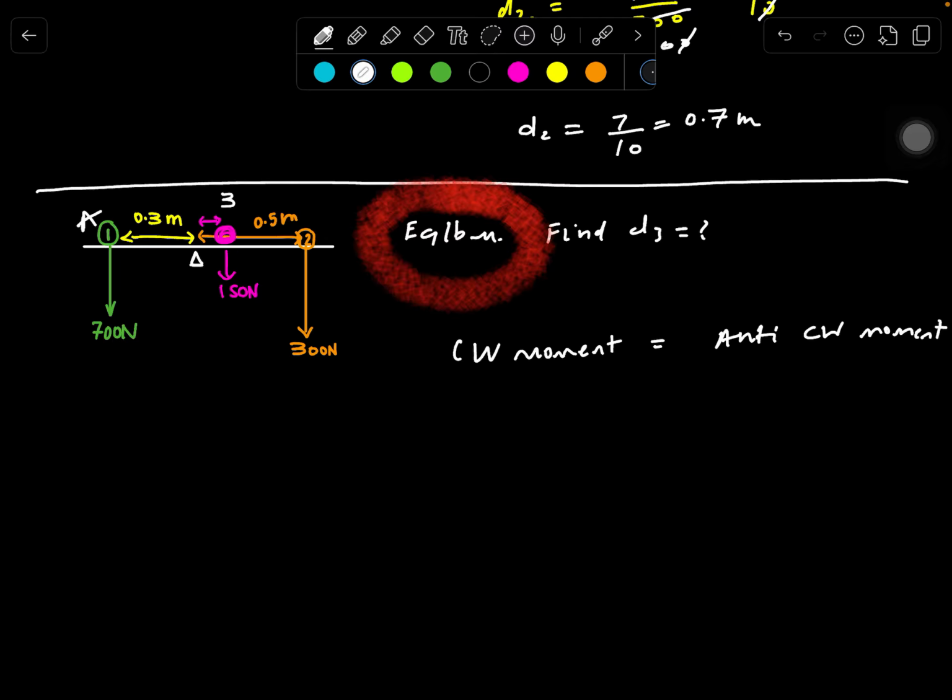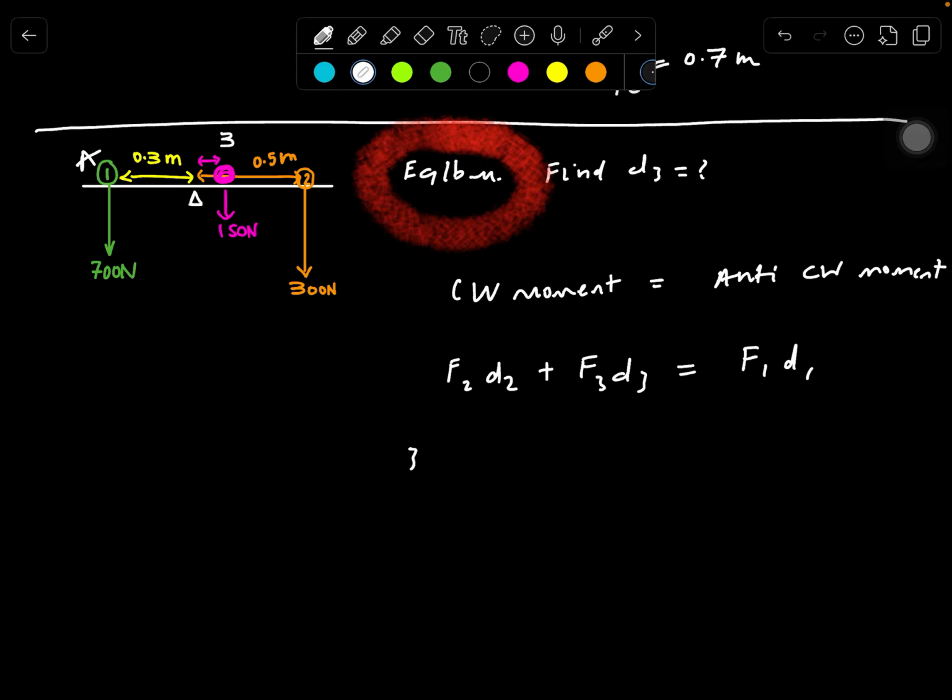So 2 and 3 are clockwise, so I'm just going to apply the formula of moment on both 2 and 3. So I'll have F2 D2 plus F3 D3 equals F1 D1. Okay, so if you have more than one rotation in the clockwise side, we're going to add the individual moments of those 2 objects. I would like you to pause it and do it yourself, and then match your answer working with mine.